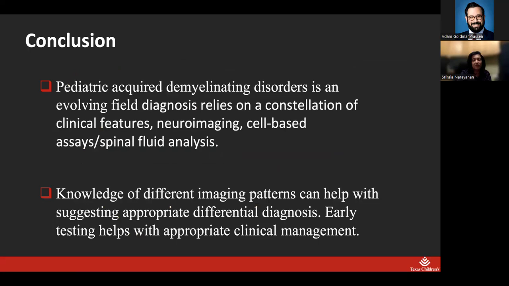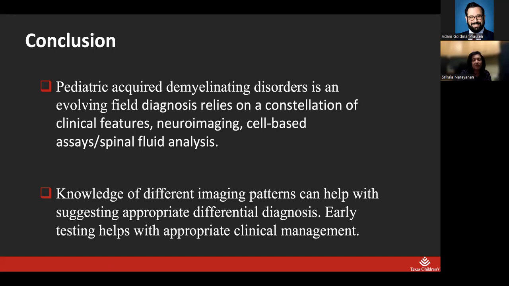And the diagnosis relies not just on what we see, but on the clinical features. They need to do the lab work and the spinal fluid analysis. So it's a very collaborative effort. And we just need to know that different imaging patterns can help suggest the appropriate differential diagnosis.